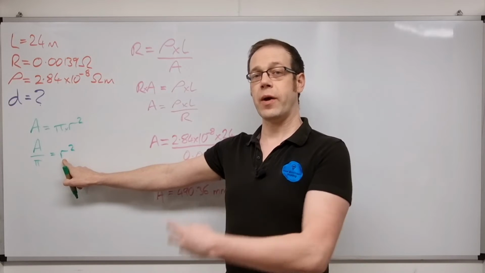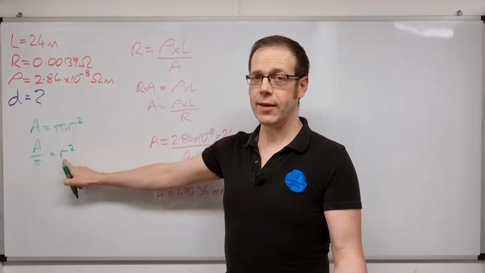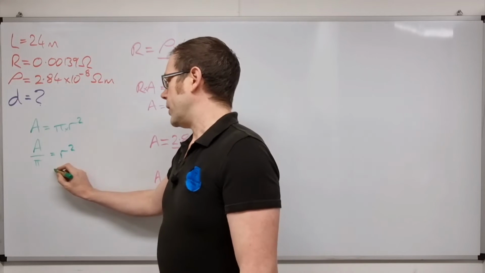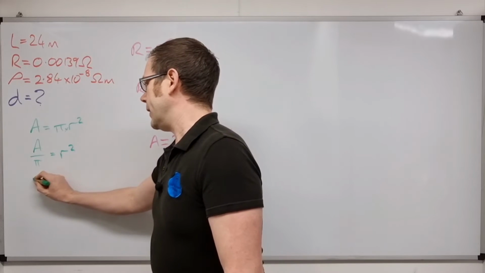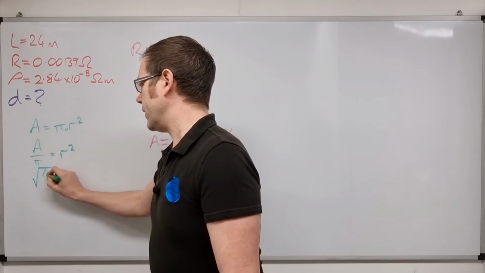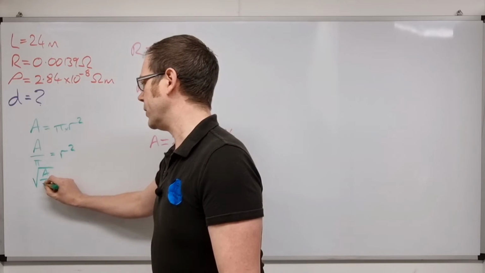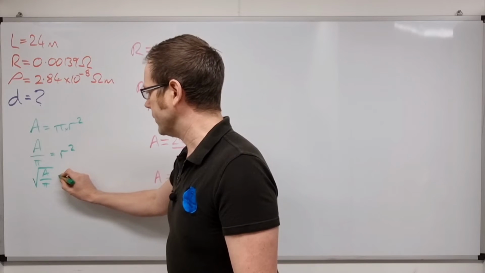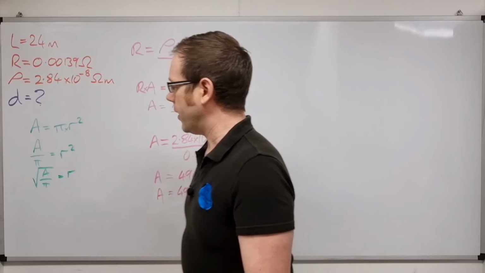So what's the opposite of squaring a number? Well, it's square rooting it. So we need to square root both sides of the formula. So that means we end up with the square root of this whole side, A over pi, which again might look a little bit weird, but trust me, the process works, and will leave us with r by itself.